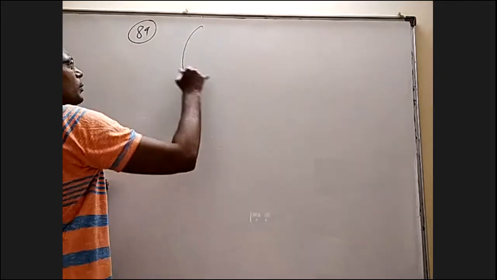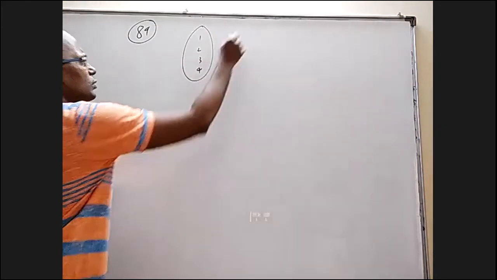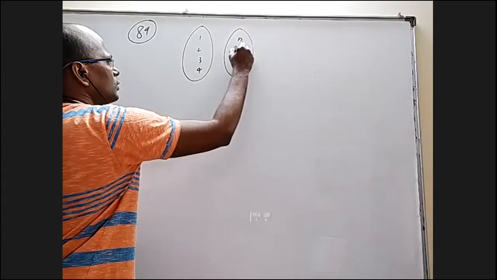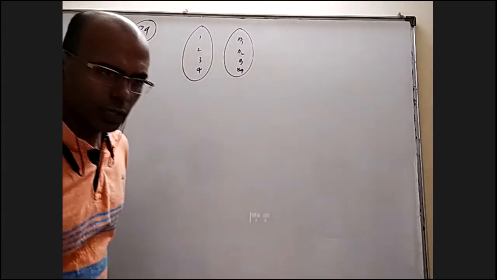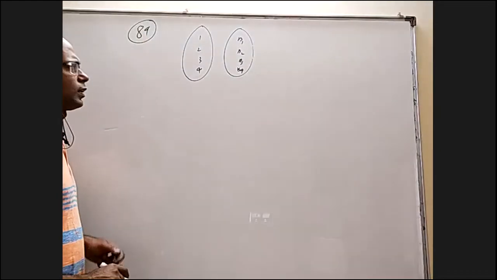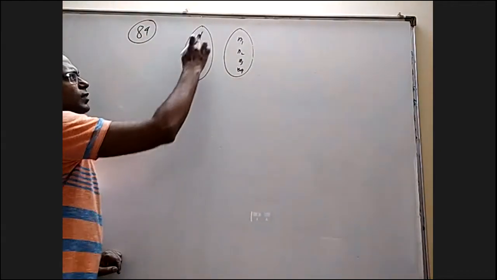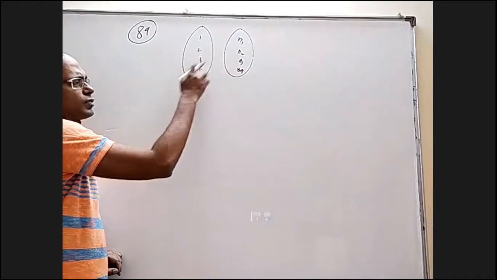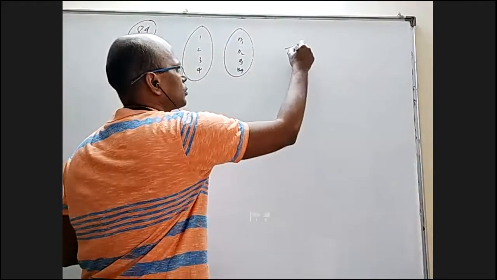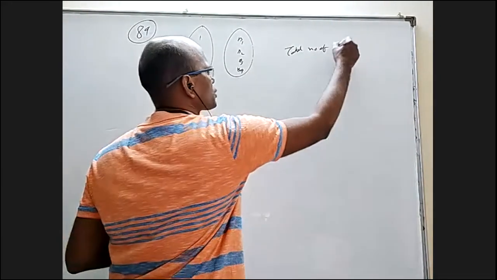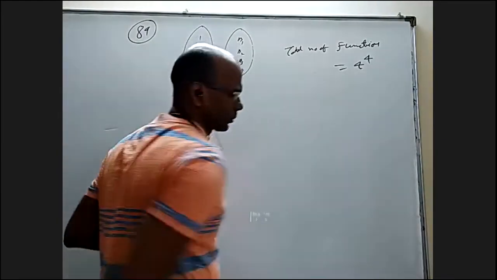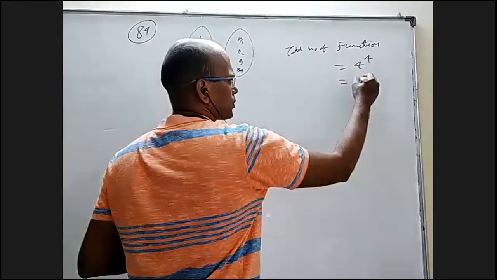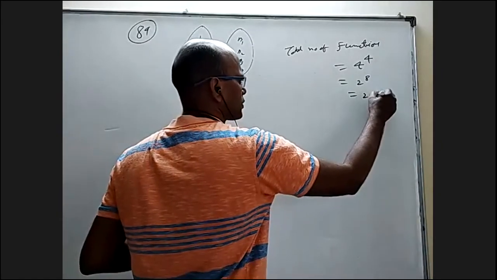So I have balls 1, 2, 3, 4, and box 1, box 2, box 3, box 4. I don't know whether they asked probability. First of all, the number of functions. For these 4 choices, for this 4, for this 4, for this 4. So the total number of functions is 4 power 4. Whatever it is, 2 power 8 or 256 or something.